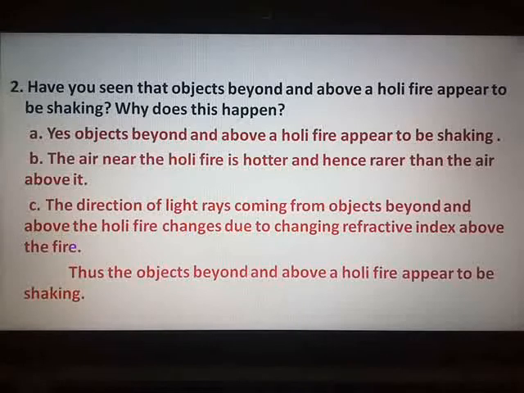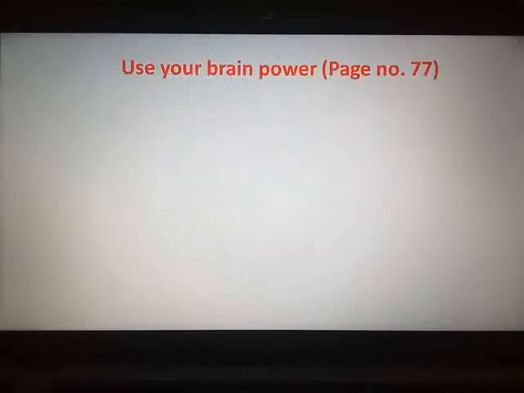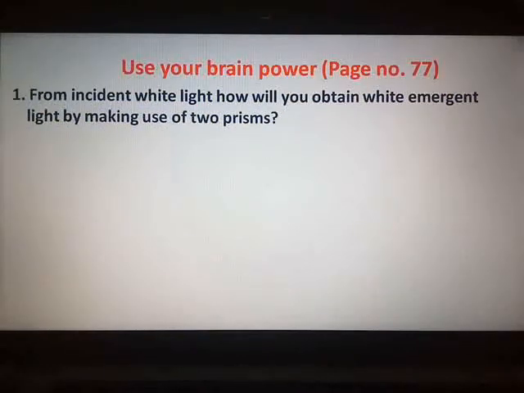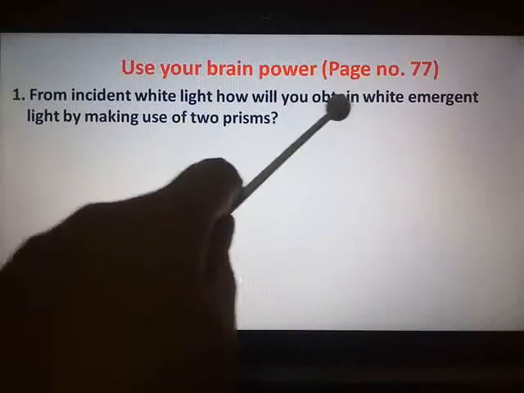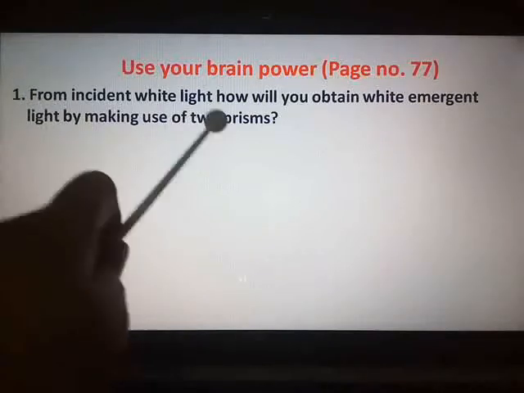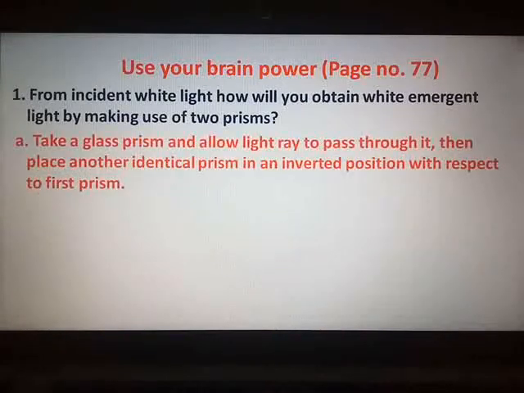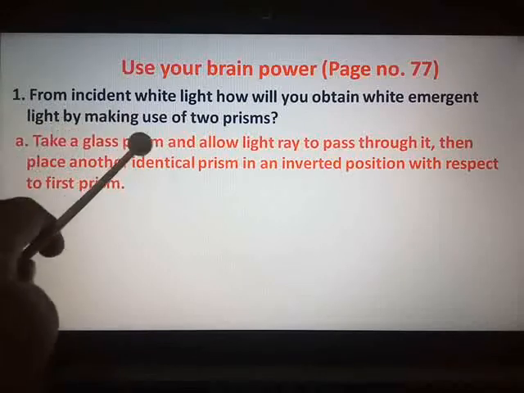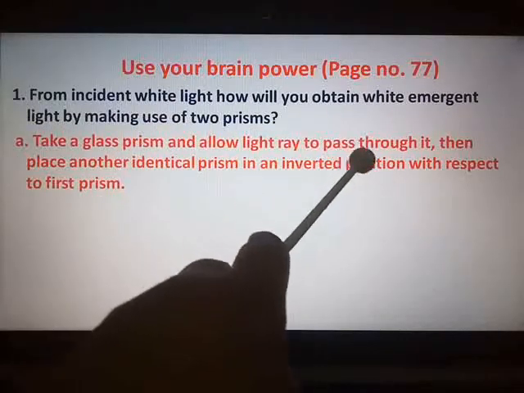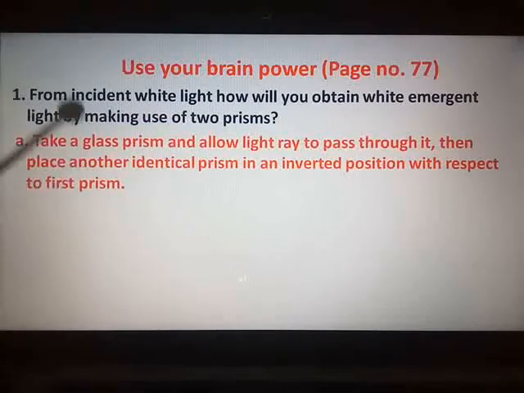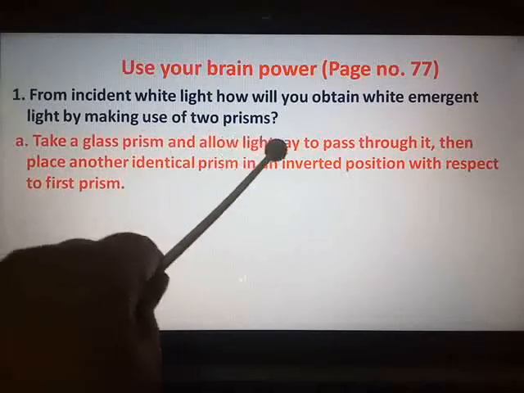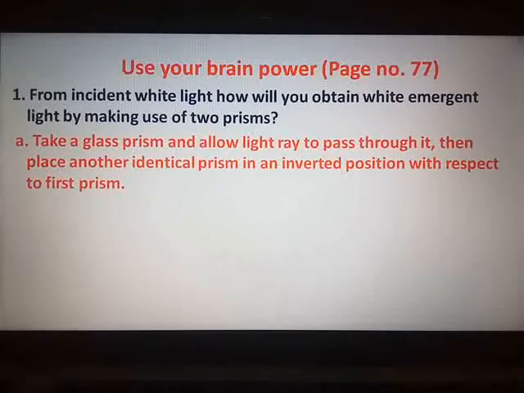Now, page number 77, you have one activity, use your brain power. From incident white light, how will you obtain white emergent light? By making use of two prisms. Here, first you have to take one prism. So your first point should be: take a glass prism and allow the light ray to pass through it. Then place another identical prism. This word identical is extremely important, in an inverted position with respect to the first prism.